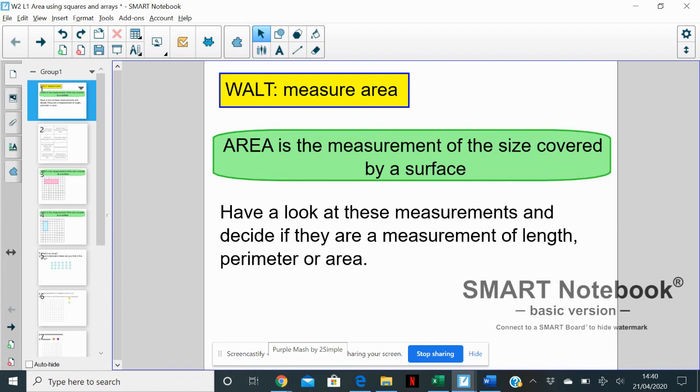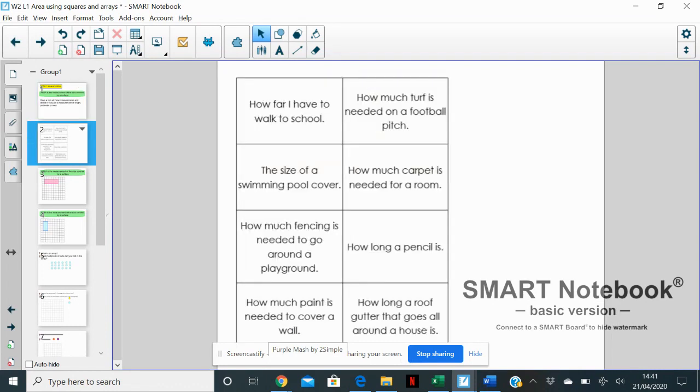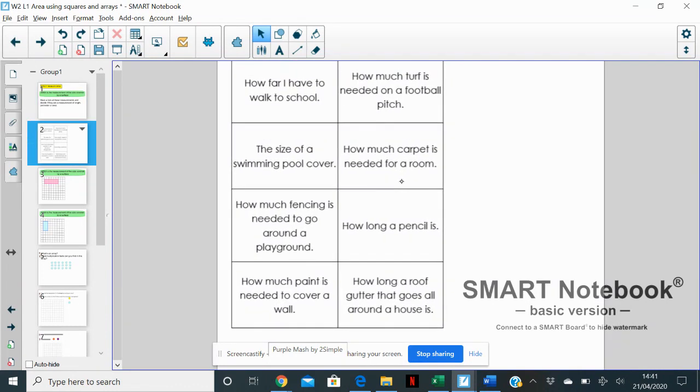Okay, so like I said, we are going to be measuring area. And area is the measurement of the size covered by a surface. So what we're going to do first of all is I'm going to show you a grid which has got some different measurements on, and I want you to think, are they measuring a length, a perimeter, or an area? So pause the video here. I want you to have a look and see whether they are a length, a perimeter, or an area.